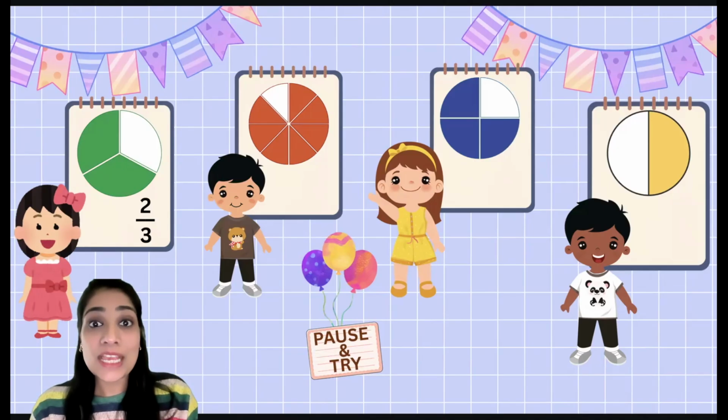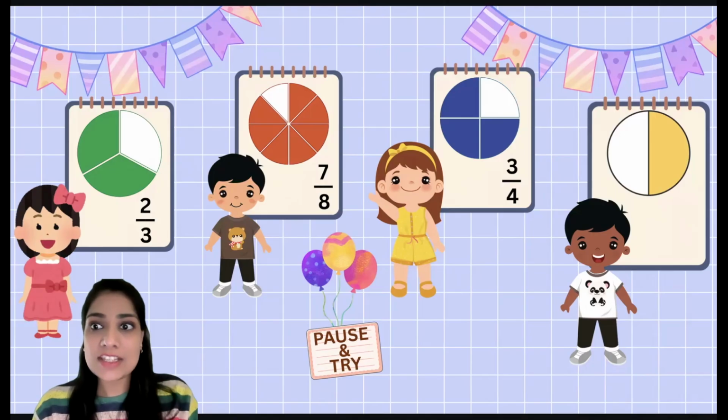Let's continue. In the next picture, it's 7 orange parts out of a total of 8 parts. For the third picture, I see there are 3 blue parts out of a total of 4 parts. So the fraction becomes 3 out of 4. And for the last picture, the circle is divided into 2 equal parts and the colored part is 1. So this is 1 out of 2.